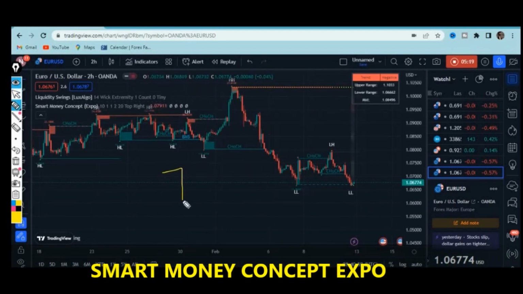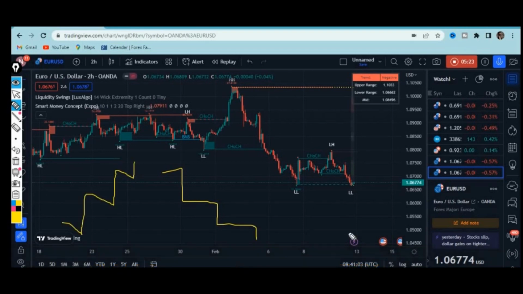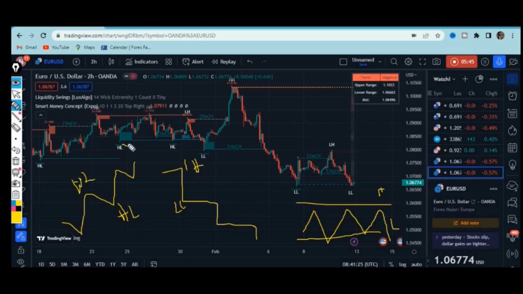So guys, let me demonstrate something. When the market is ranging, here we have equal lows and equal highs. These are lower highs and these are lower lows. These are higher highs and higher lows. So on a higher low, we're going to look for a buying opportunity. On a higher high, we're going to look for a selling opportunity. On a lower high, we're going to look for a selling opportunity. On a lower low, we're going to look for a buying opportunity. On highs, we're going to look for a selling opportunity. So guys, we're just going to use this market structure.